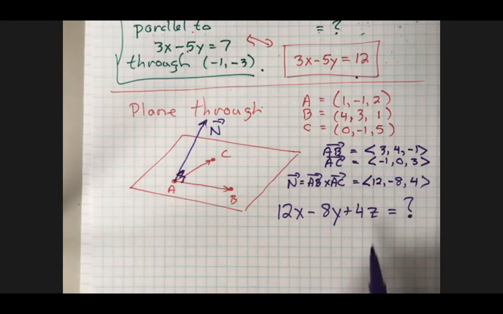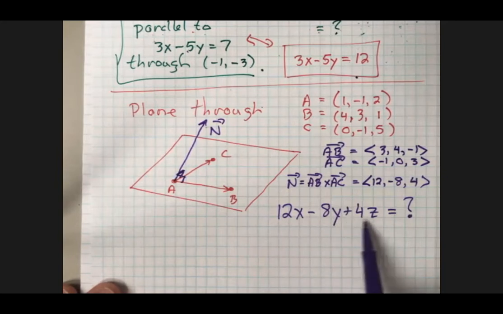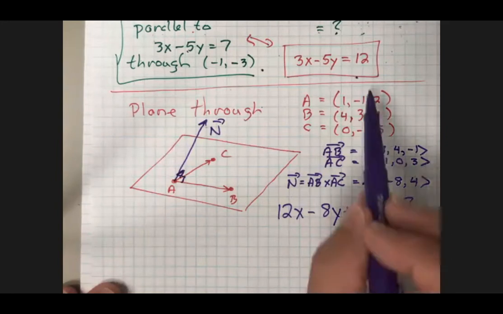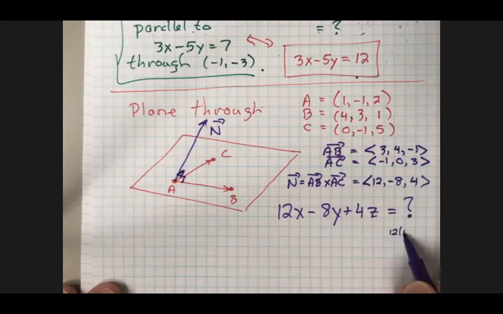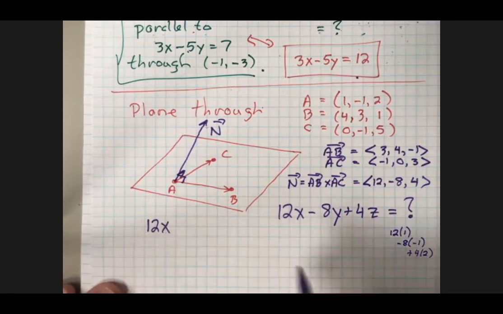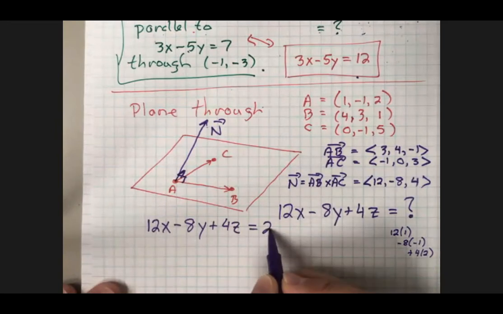What did we do with the line a second ago? I have 3 points that live on that plane. If this is truly the plane equation, all three of those points must fit. That means the number here is determined by those points. I'll take A. What's 12 times 1? Minus 8 times minus 1. Plus 4 times 2. Well, that's 12 plus 8 plus 8. Is that 28? So here's the equation of that plane: 12x minus 8y plus 4z equals 28.